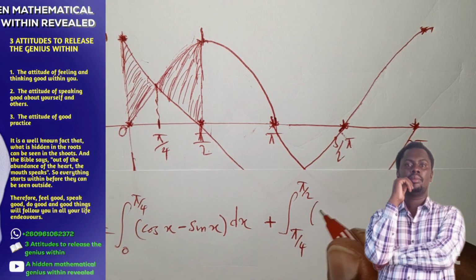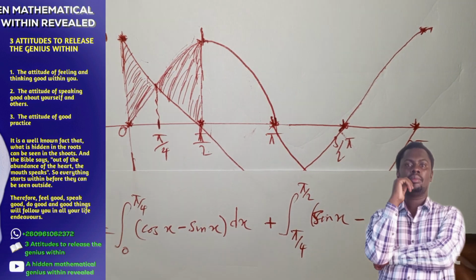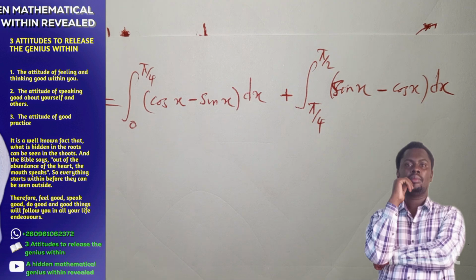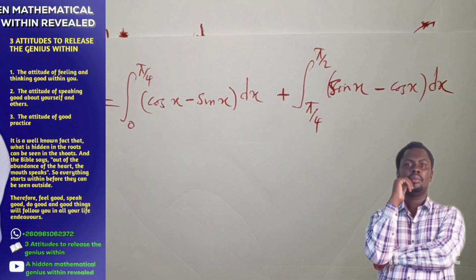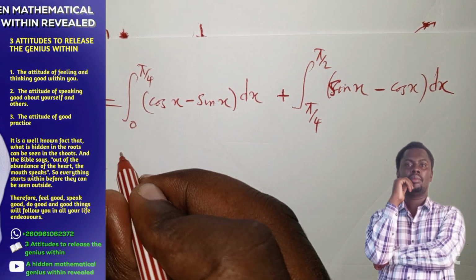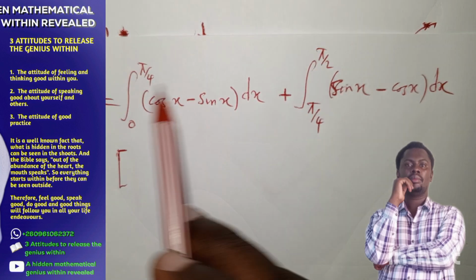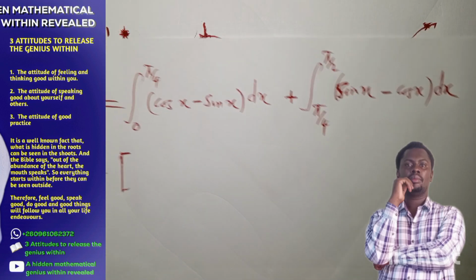So we have sine x minus cos x. We integrate this with respect to x. So we'll say area is equal to, okay, so we integrate those functions. What's the integral of cos x? The integral of cos x is just sine x.